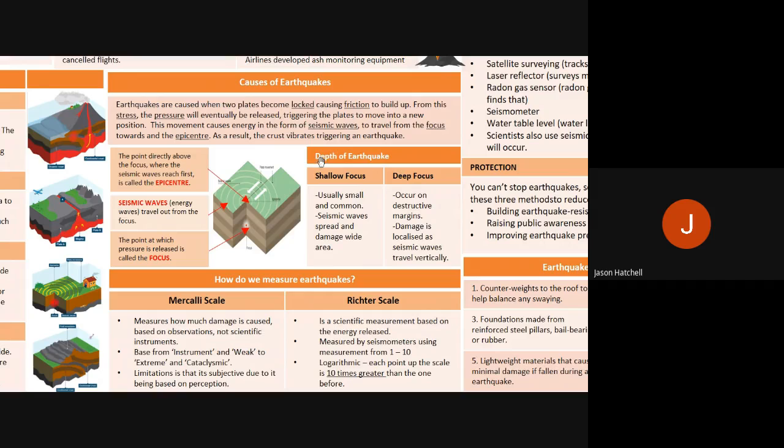Again, just to mention, as I have already done, the focus, as you can see on this diagram, is where the earthquake begins, where the pressure is released. Seismic waves are the energy that travels out of that focus, and the epicenter is where we stand. It's the 90-degree line straight up from where the earthquake has started.